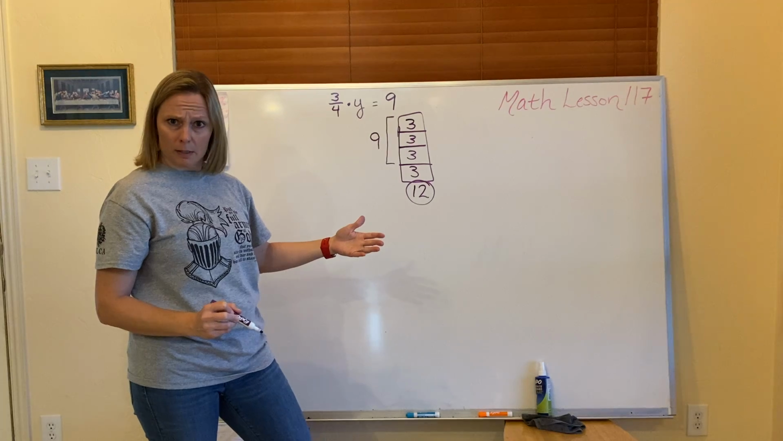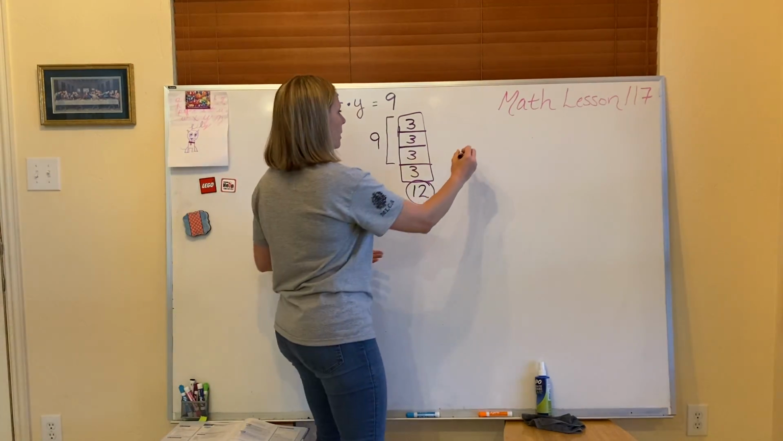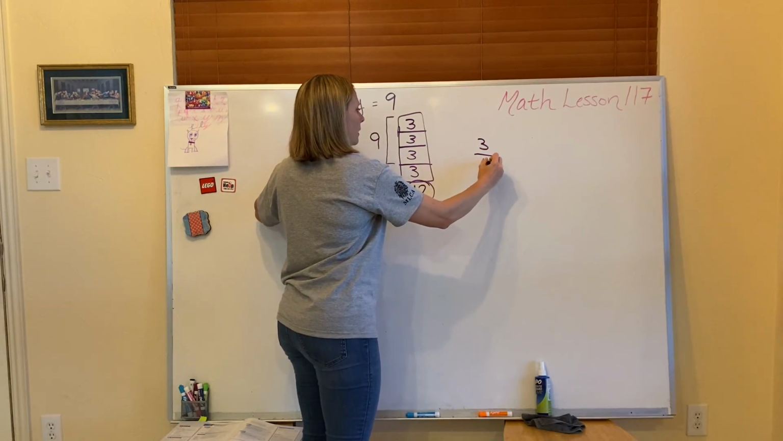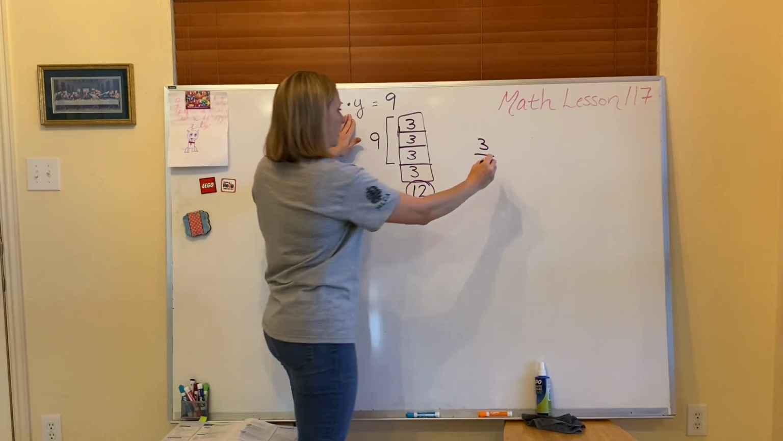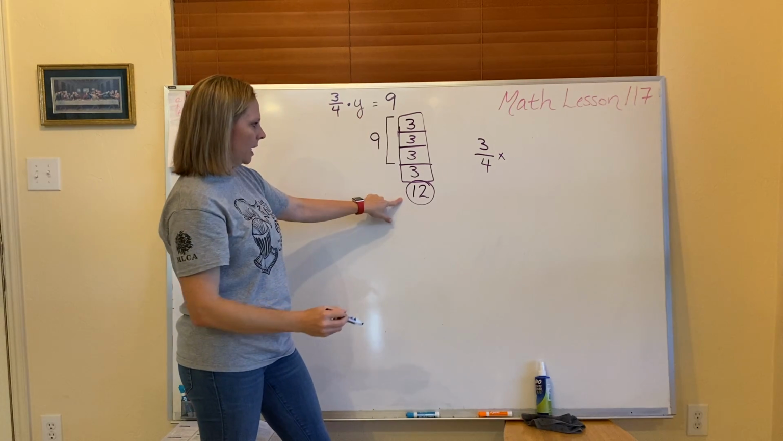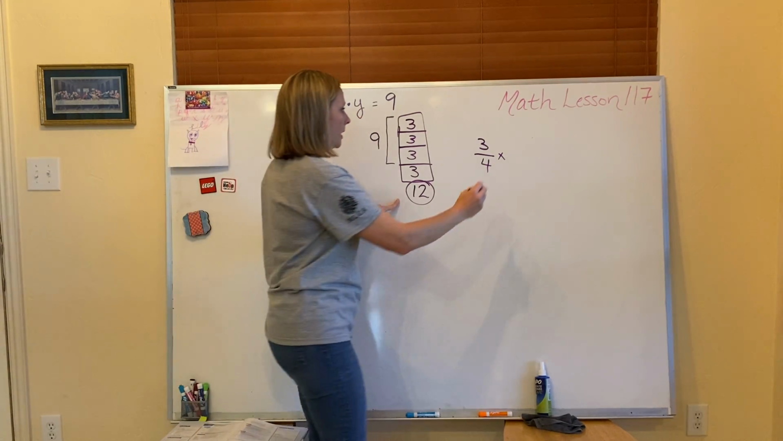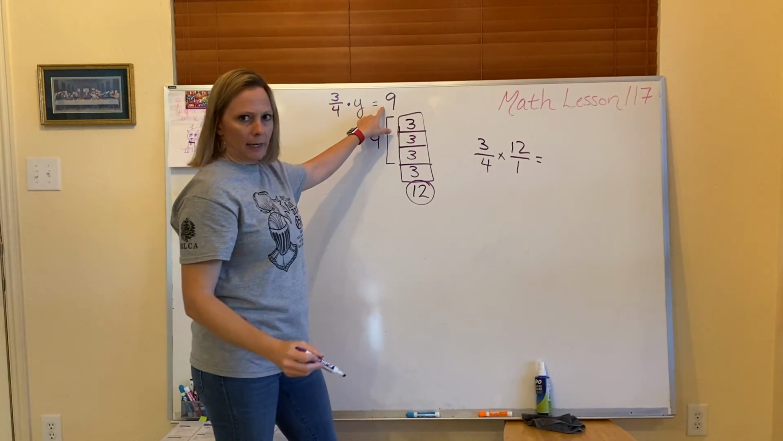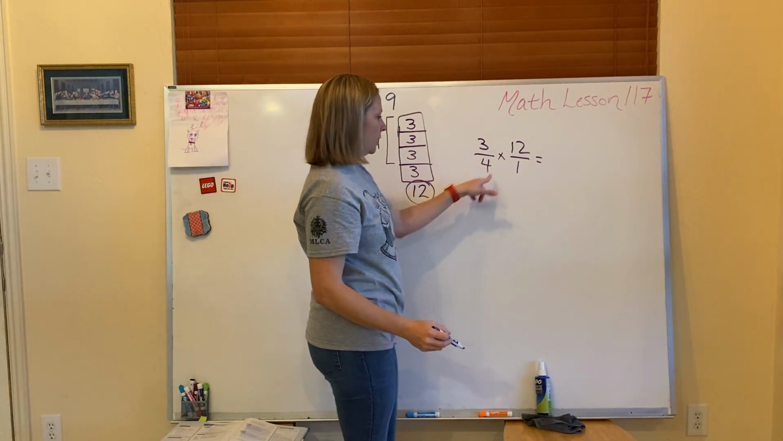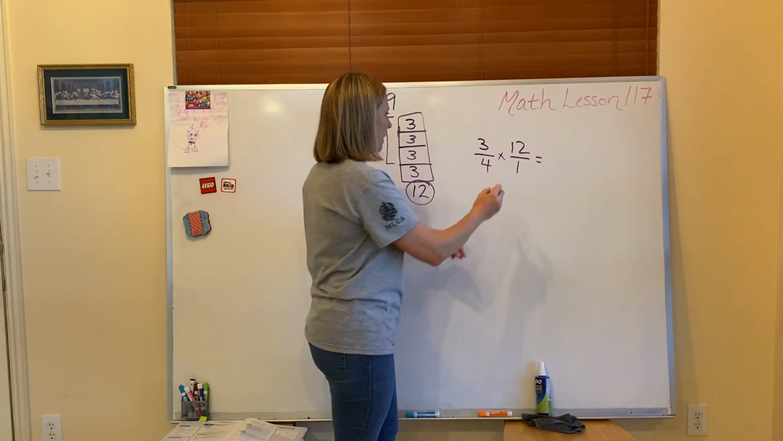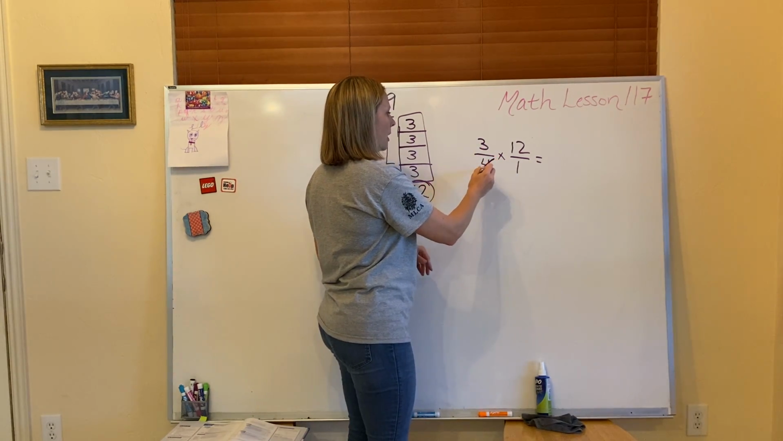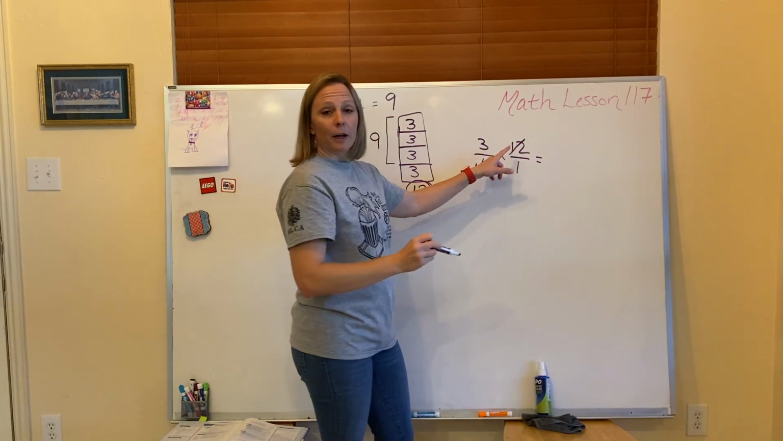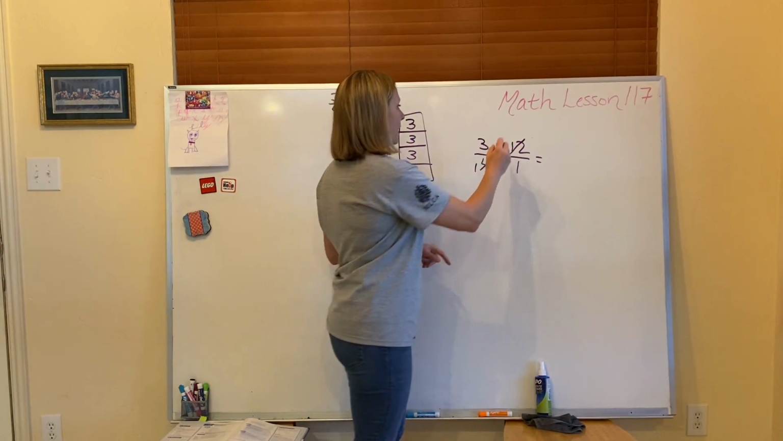Let's try it out. Do you think it's going to work? Let's find out. So we're going to do our multiplication problem. 3/4 times y, which we came up with, 12 over 1. We should come up with 9 as our answer. Let's reduce. Since we're multiplying, we can reduce numerator and denominator. 4 goes into 4 one time. 4 goes into 12 3 times.